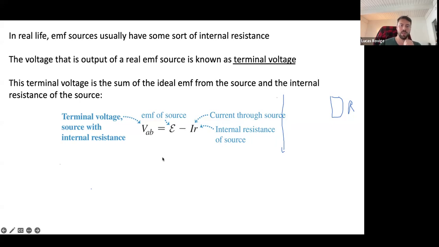And so we usually describe an EMF source as the EMF, electromotive force, so really the inner force that can drive charges against the potential. And then we add the internal resistance of the source. And so that gives us the terminal voltage between the two endpoints of our device, which will be the EMF of our device minus the potential associated with the internal resistance of the source.